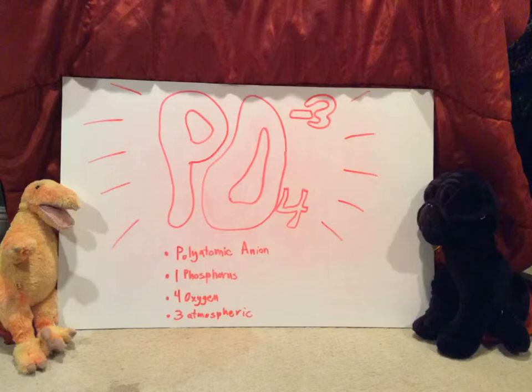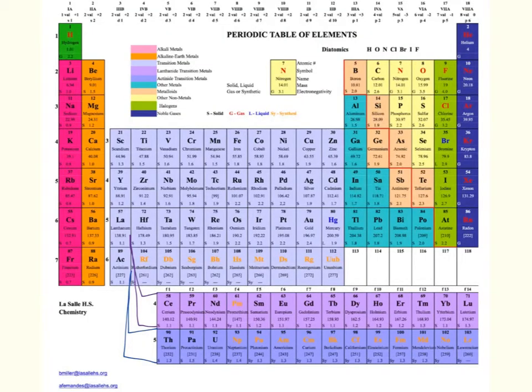This molecule has 1 phosphorus atom and 4 oxygen atoms, and it does take 3 electrons from the atmosphere that are just floating around, and those are all -1 charges, and so that is why this molecule has a -3 charge. If we look at the table of elements, phosphorus over here has 5 valence electrons, and oxygen has 6.